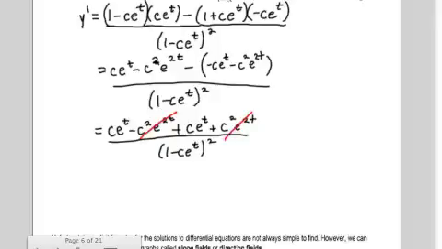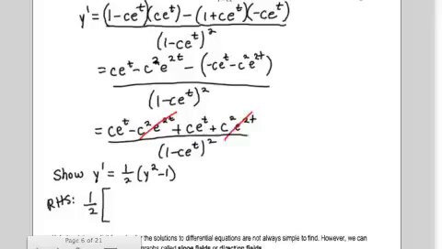Let's start with this differential equation. I want to show that y prime is equal to 1/2 y squared minus 1. Let's start with the right-hand side this time. So I have 1/2 times y, and y was 1 plus c e to the t over 1 minus c e to the t. I'm going to square it and then subtract 1. It's going to be messy.